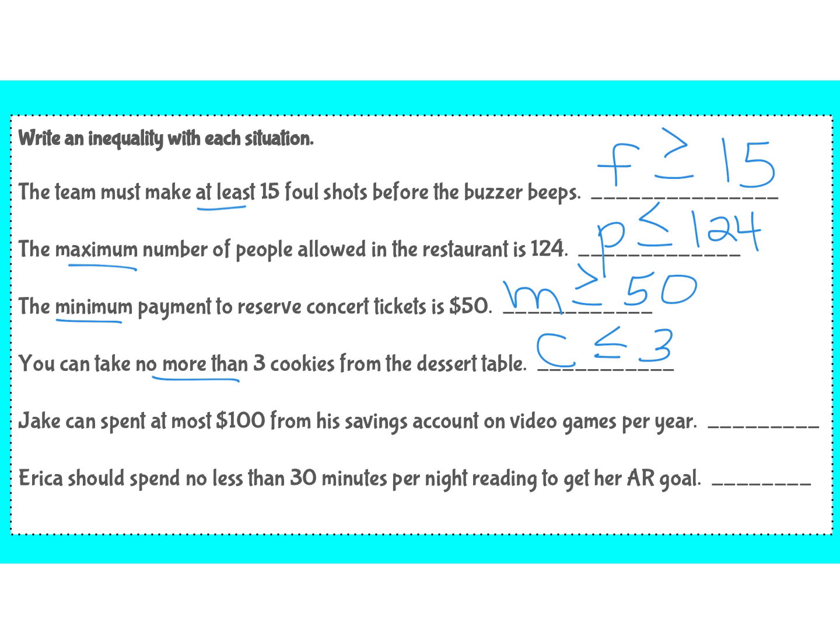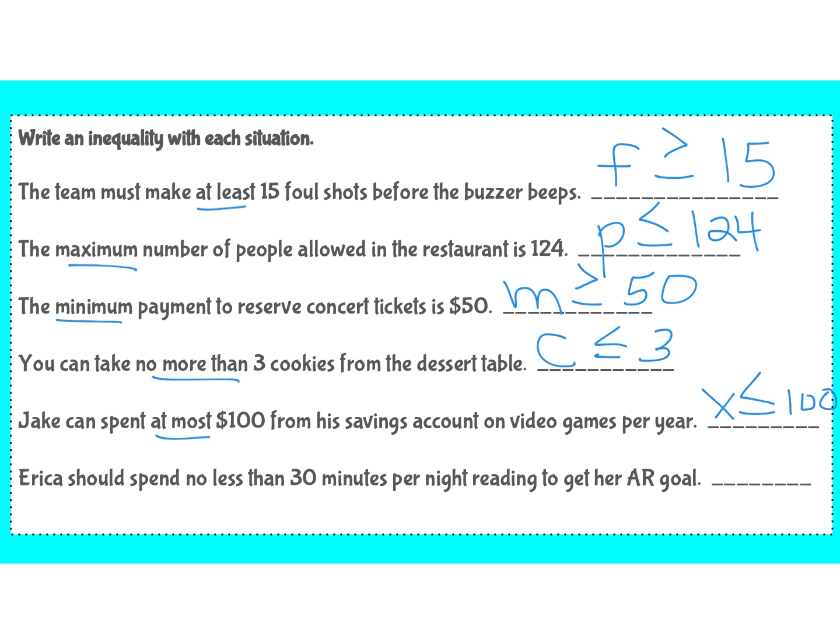Next up, Jake can spend at most $100 from his savings on video games per year. Okay, so there's our keyword, at most. So we're saying X compared to 100. So if he's spending at most 100, is he spending more than 100 or less than 100? And that, hopefully you answered, is less than, because most is his maximum there. So his money is less than 100. And then the question that you have to follow with is, could it be equal to 100? And if your mom said you're spending at most 100, you could equal 100. That's what she said, at most 100.